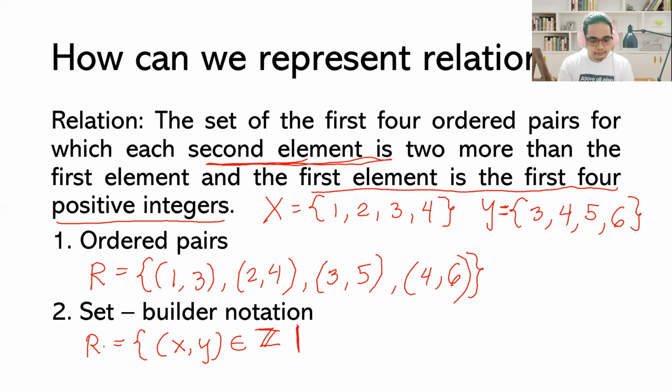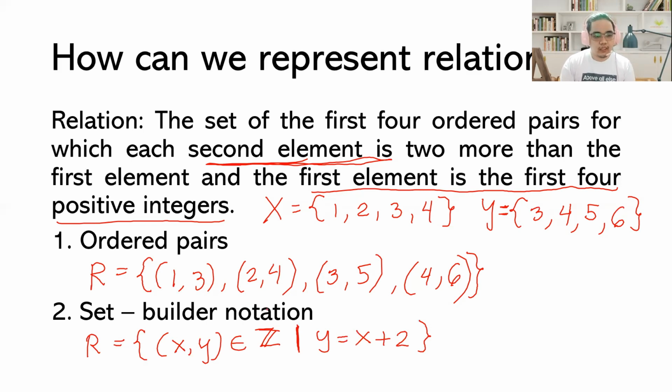Such that, what? So we have the set of ordered pairs, which is what that means, wherein the elements are integers. Okay? Such that, in such a way that the second element is 2 more than the first element. So if our first element is X, you add 2 more. So that will be our way to write this relation using set builder notation.